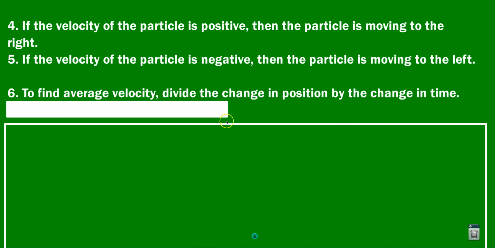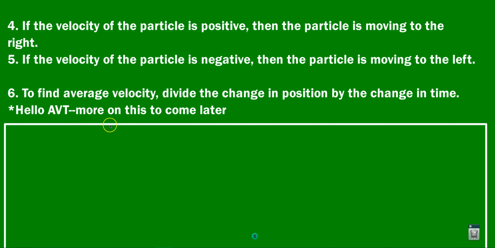Now, your velocity could fluctuate in between because it's a continuous function, but on average, to find out not your speed, but how quickly or slowly you traveled, divide the change in position by the change in time. Oh, hello, AVT, more on this to come later. Yay, I know you can't wait.